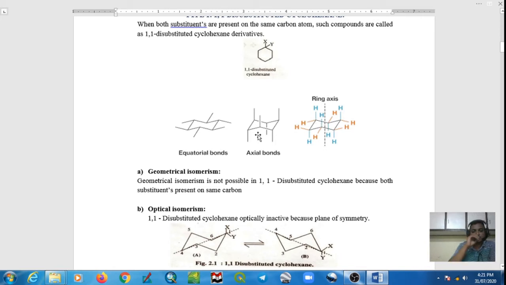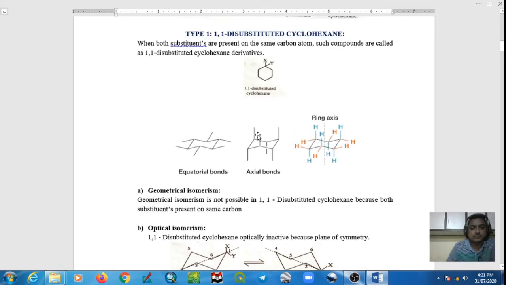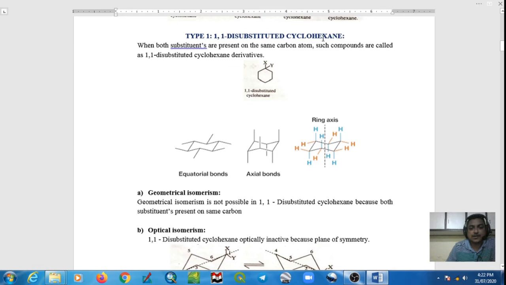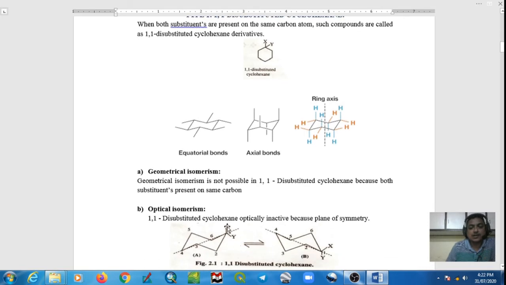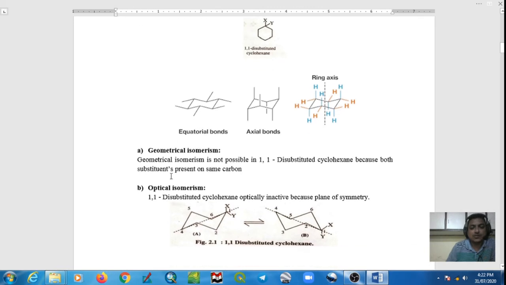First question, in case of 1,1-disubstituted cyclohexane, geometrical isomerism is not possible. Why is geometrical isomerism not possible in case of 1,1-disubstituted cyclohexane? Because in 1,1-disubstituted cyclohexane, both substituents are present on the same carbon, and due to this, geometrical isomerism is not possible.